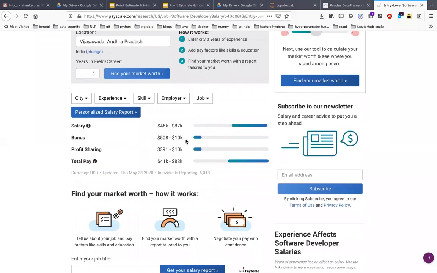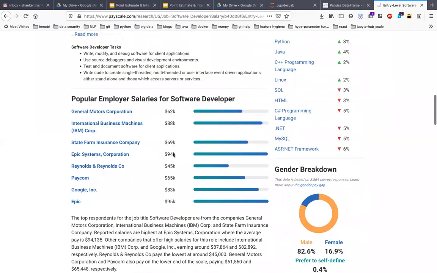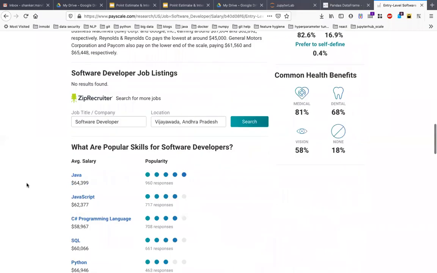Okay, so profit sharing, bonus: bonus starts from $500 to $10,000. So as you can see all this. Now, if you want to see why this interval is affected in this manner, I think this shows the majority of the side. You can see here, the companies are paying on an average 60,000, 80,000, 90,000. There are some companies paying a lot of money.